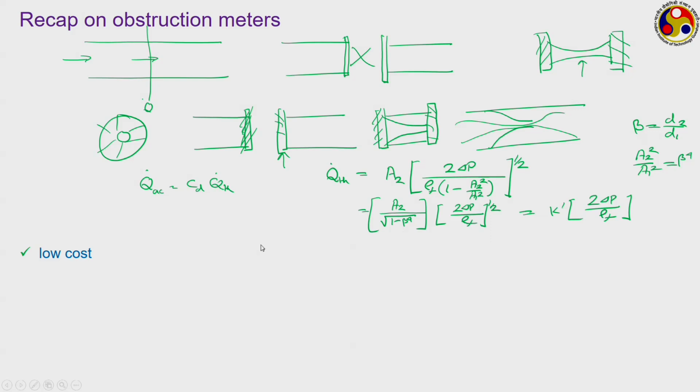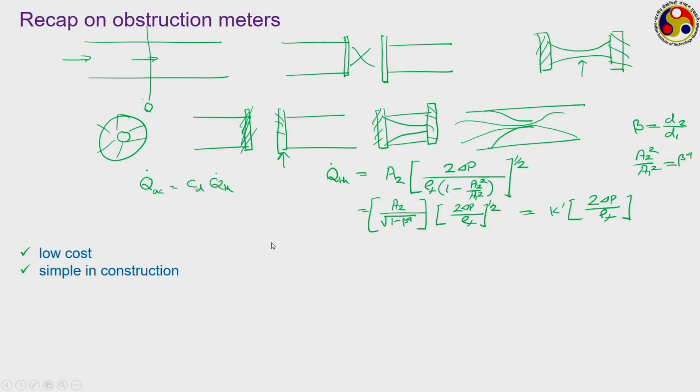All the obstruction meters generally are low cost devices. Orifice meter is the one with very low cost. Generally venturi meter is more costly compared to the other two, but still their costs are much lesser compared to other volume flow meters which we shall be discussing today. They are all simple in construction. Again, orifice meter is just a plate with a small orifice in between. Venturi meter is just a convergent divergent channel or convergent divergent nozzle, I can say.